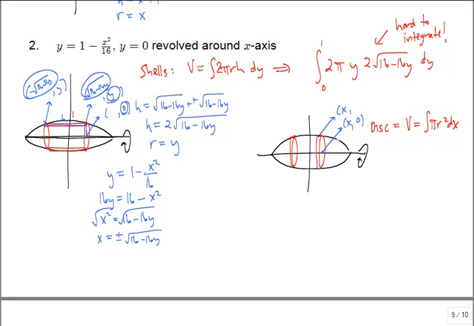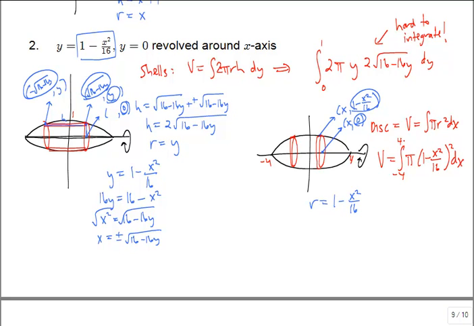And the nice thing about the disks is, since we're using x's, I can just use this curve without having to do any sort of solving. So that's another benefit of this disk method. So my radius would be this y value minus 0. So my disk integral becomes the integral of pi, and my radius is 1 minus x squared over 16 quantity squared. And my bounds for x, where does this hit the x-axis? When y is 0, if you solve this, this hits at -4 up to +4. So those would be your 2 bounds.